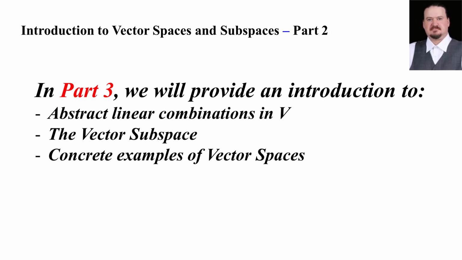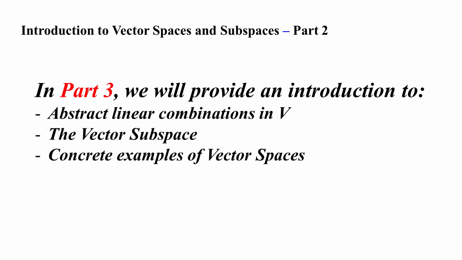In part 3 of this video series, we will look at the definition of abstract linear combination and the definition of the vector subspace. We will provide concrete examples of well-known vector spaces, and we will go through an initial proof of showing that a subset is in fact a vector subspace.